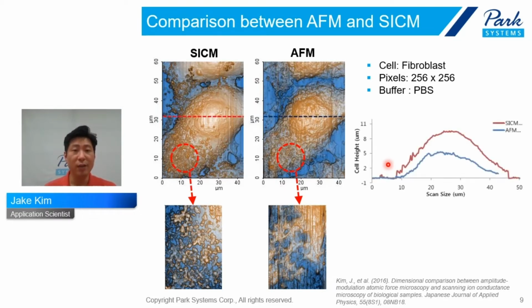And also you can see this actual line profile. It shows a clear difference between AFM and SICM. In SICM, this red line shows around 10 micrometers of cell height, but in AFM, just 5 or 6 micrometers of cell height. It means the AFM tip pressed the sample surface, and this kind of shrunken cell height is represented.